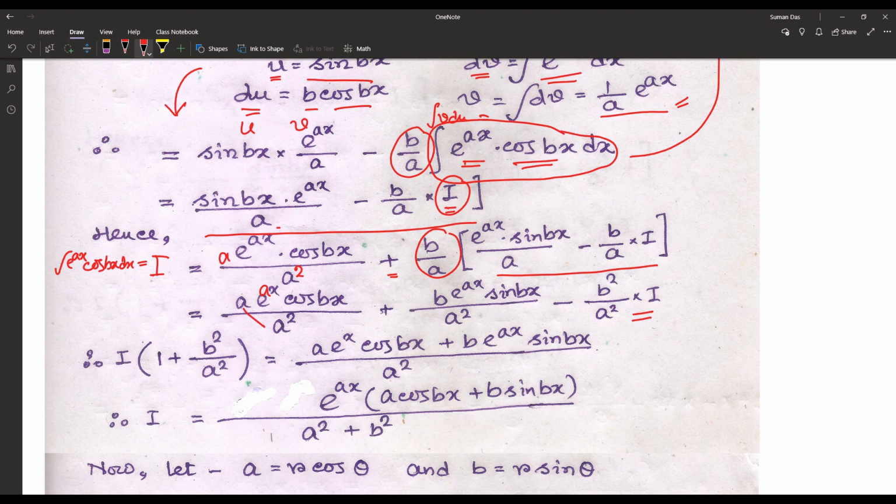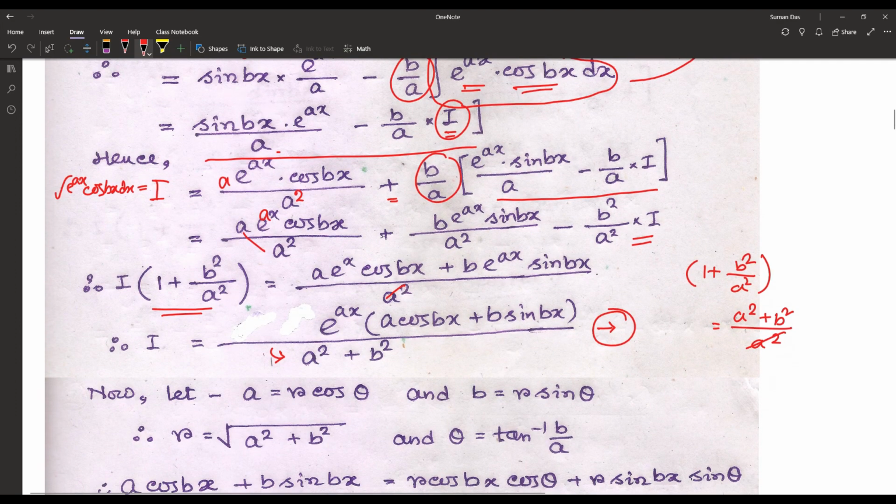on the left hand side. So taking I common, we are getting 1 plus b square by a square, which is particularly a square plus b square by a square. So we may omit the a square from here. So a square plus b square can now be divided on the right hand side, and that is our derivation of the first formula.